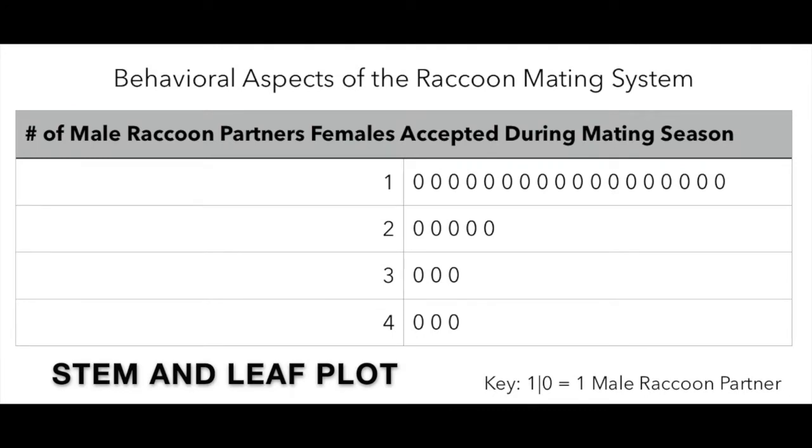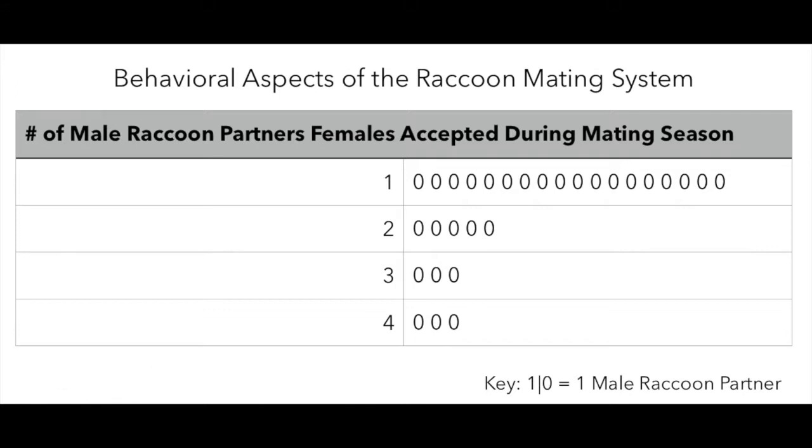Now, since my spread was from 1 to 4, I'll opt to have my stems represent the ones digit place and my leaves represent the tenths digit place. So if a raccoon had one male partner, I would represent that data value with a stem of 1 and a leaf of 0. If I rotate my stem and leaf plot counterclockwise, we can see the variable now along the x-axis, and the stem and leaf plot has the same shape as my histogram.